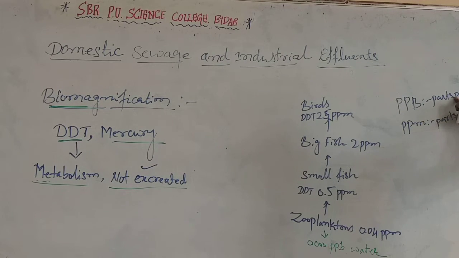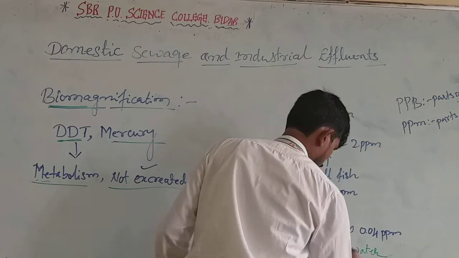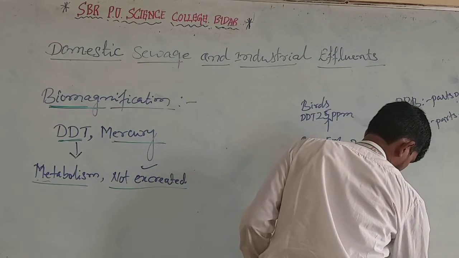For understanding parts per million, parts per billion. So this much: 0.03 parts per billion of DDT is present in the water body.